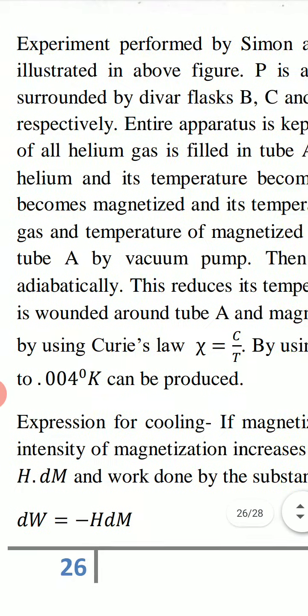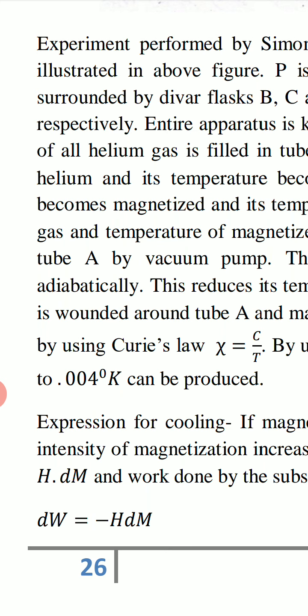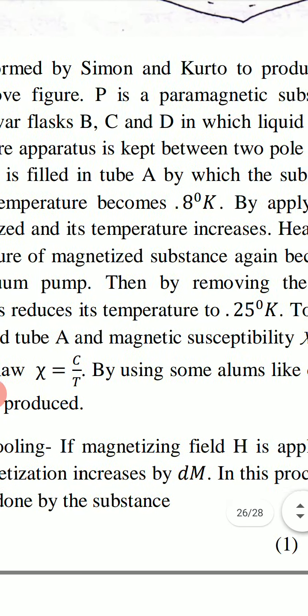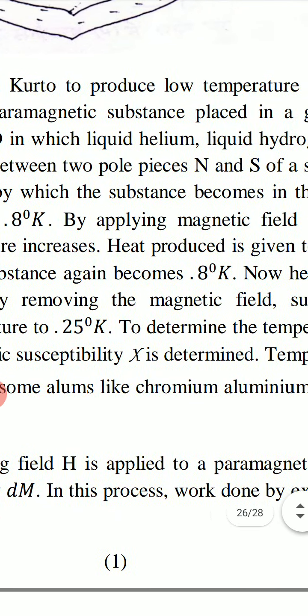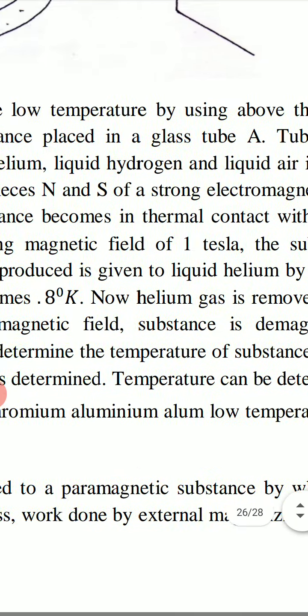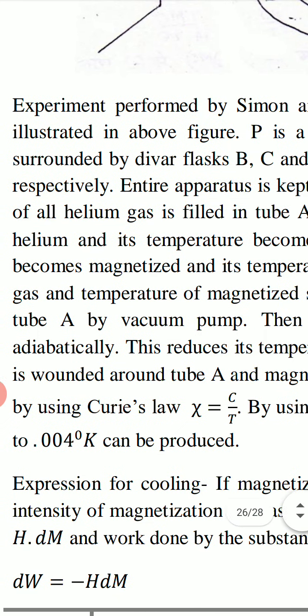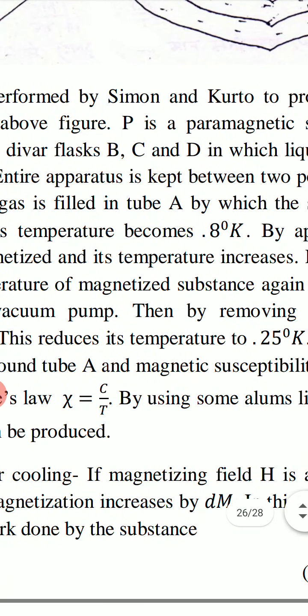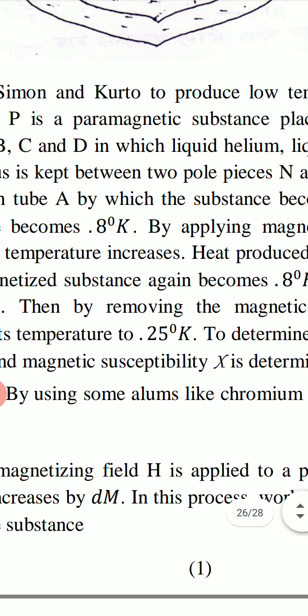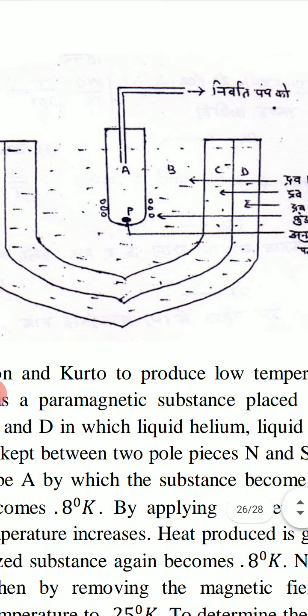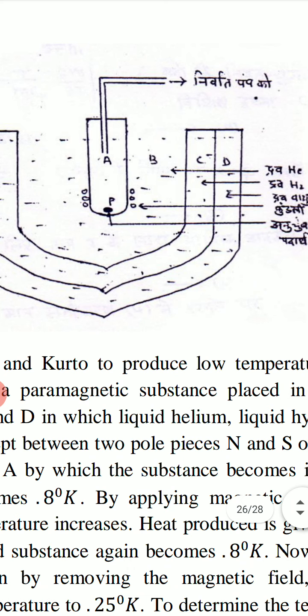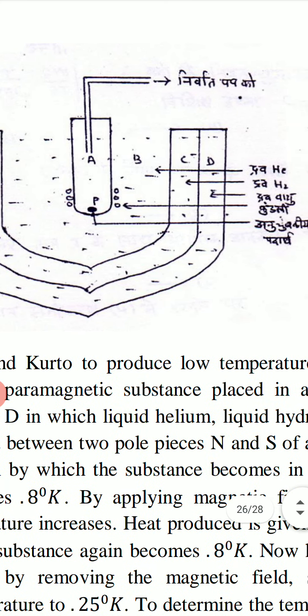First of all, helium gas is filled in tube A, by which the substance comes in thermal contact with liquid helium and its temperature becomes 0.8 degree Kelvin. In this glass tube A, in which paramagnetic substance P is placed, first of all, we fill this glass tube A with helium gas.